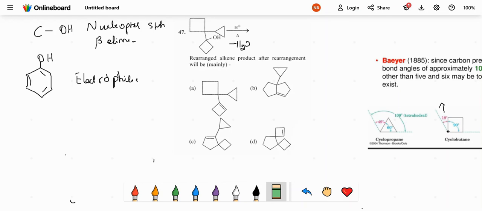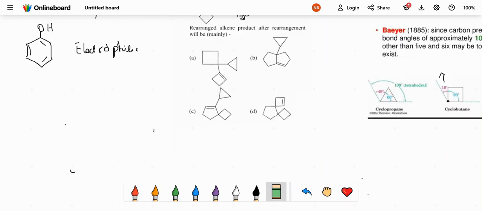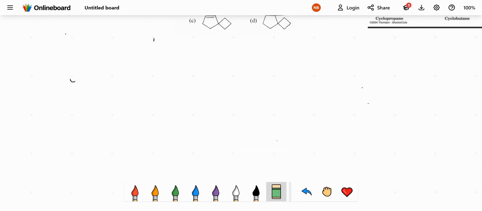What are the possible products? First, I will tell you. If you write the equation without writing the mechanism, then you will get the wrong product. Let us check that. What they have given is one cyclobutane ring which is attached to a cyclopropane ring, and another cyclobutane with the alcohol at the joining position, right?